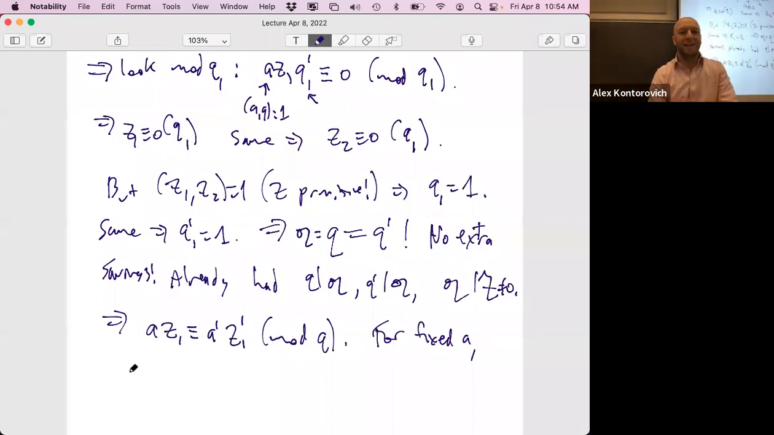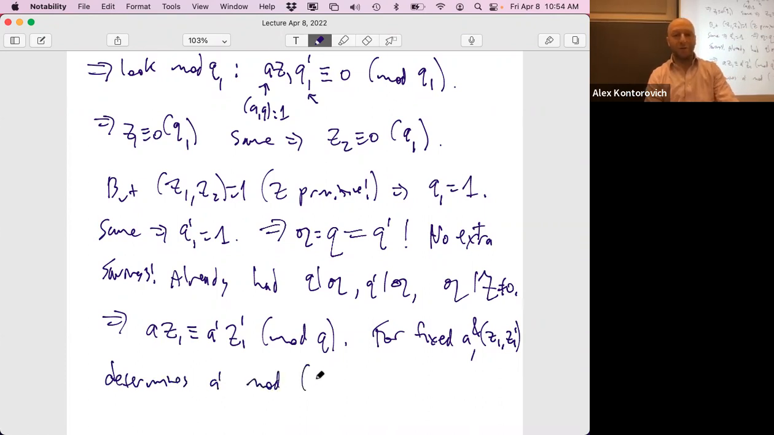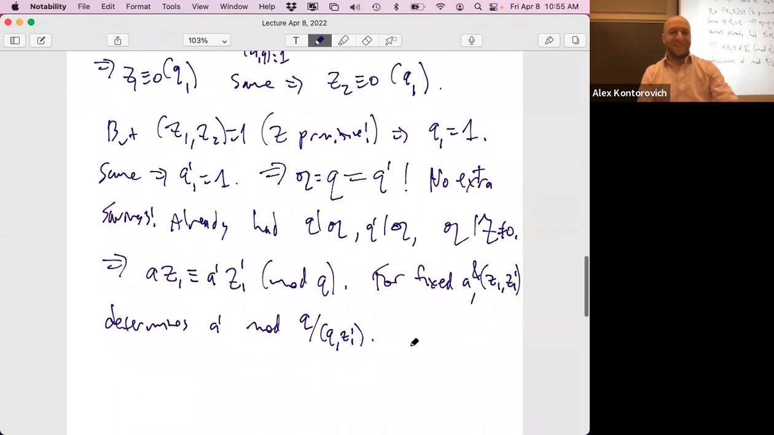For fixed A and Z1 and Z1 prime, which were already fixed from the beginning, this determines A prime modulo Q divided by the GCD of Q and Z1 prime. If these have a large factor in common, I can't tell what A prime is. But if I divide out that large factor, now I can invert what's left. But I don't know how big this is.